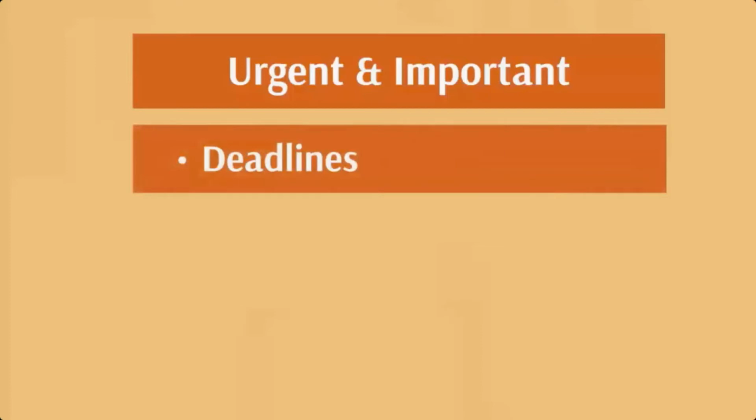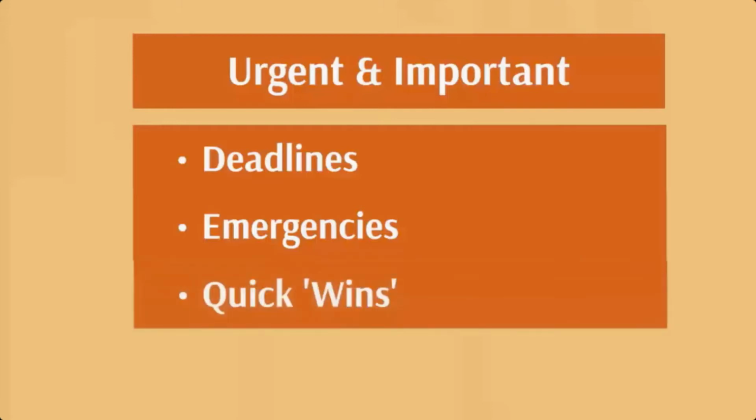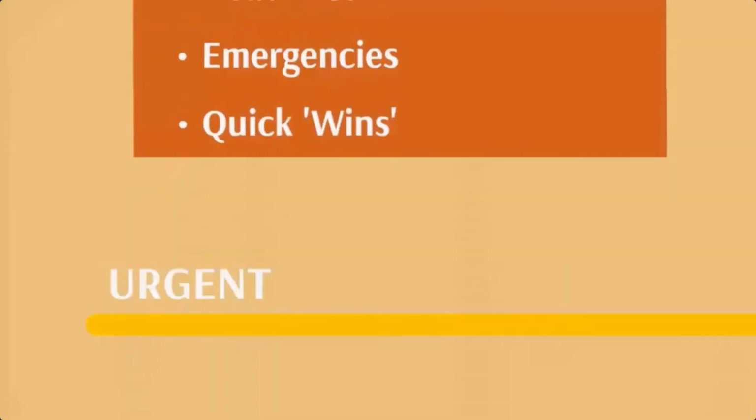These are categorized as deadlines, basically things that have a certain time that you have to get done, and emergencies. These emergencies might come up unexpectedly, so we have to be ready for them. And then, of course, quick wins. Quick wins may not be expected, but they might be something that will help push us further and further on. They're unexpected, so we do need to be aware of them.